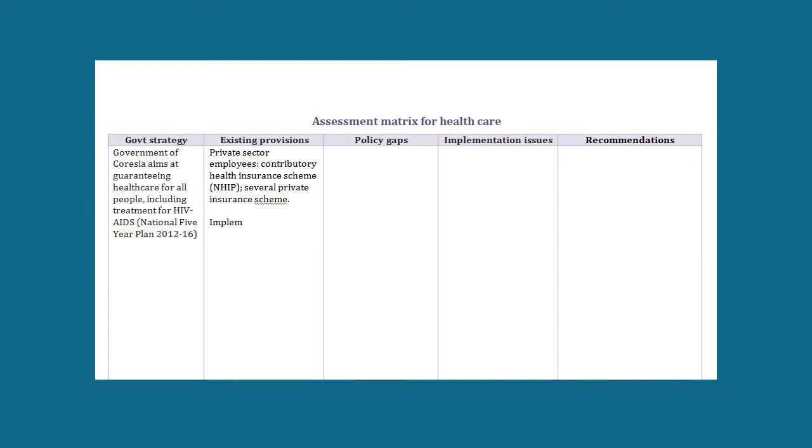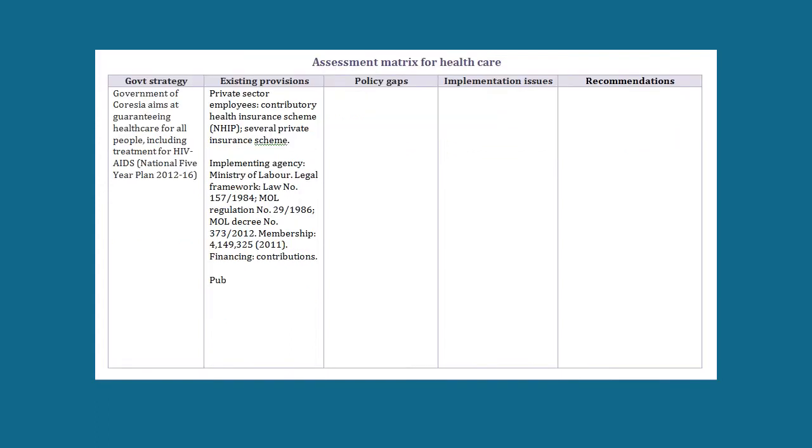Other information, such as the implementing agency, the legal framework, the number of actual beneficiaries covered, and financing sources are listed. You would then continue the process for each target group: public servants, the poor, and informal economy workers.